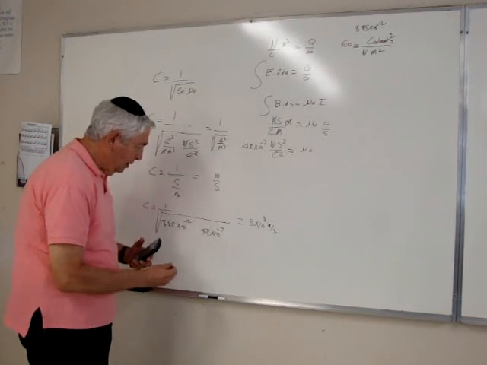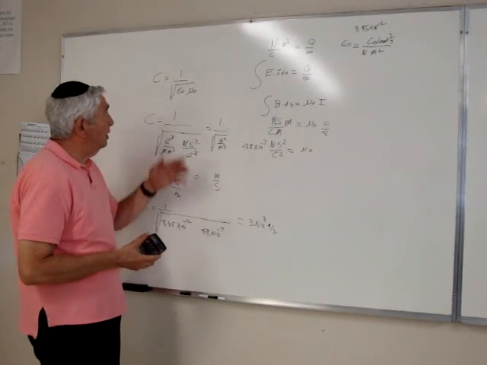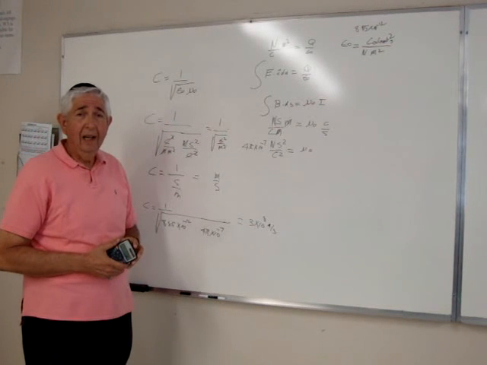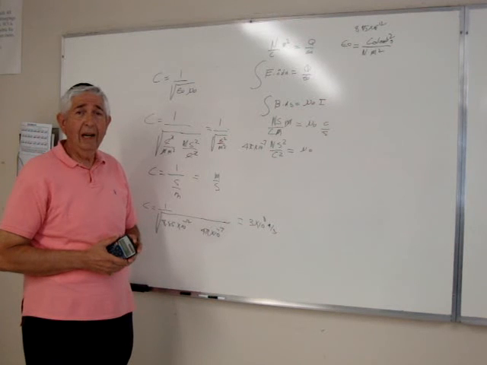So Maxwell saw that the electric constant and the magnetic constant produce the speed of light, and he deduced that light must travel as an electromagnetic wave.